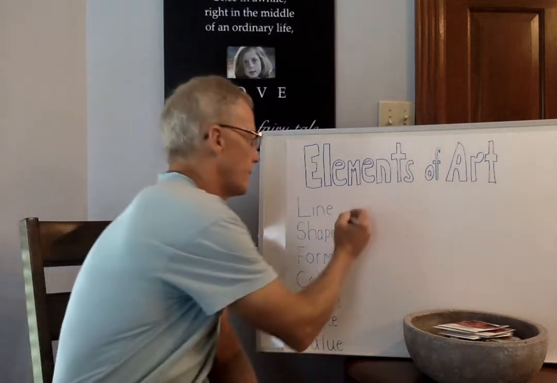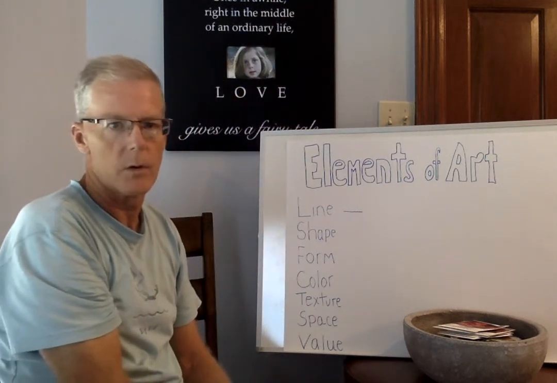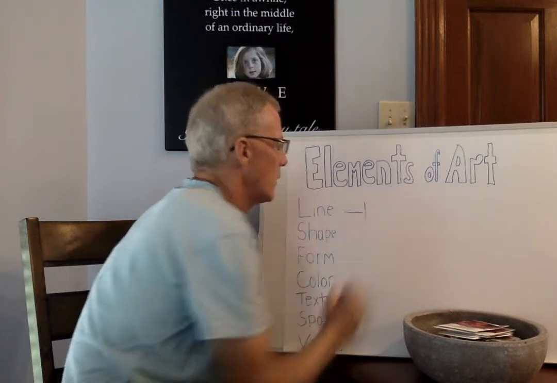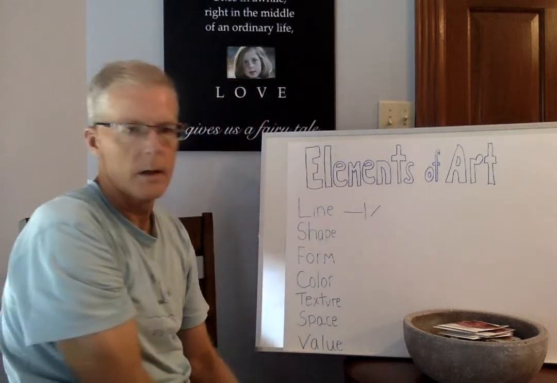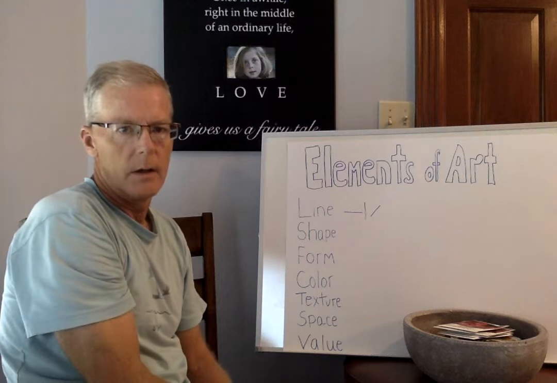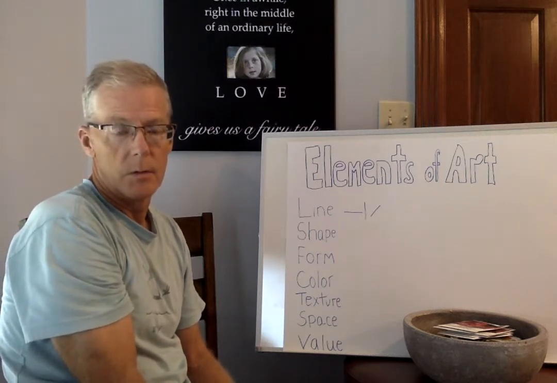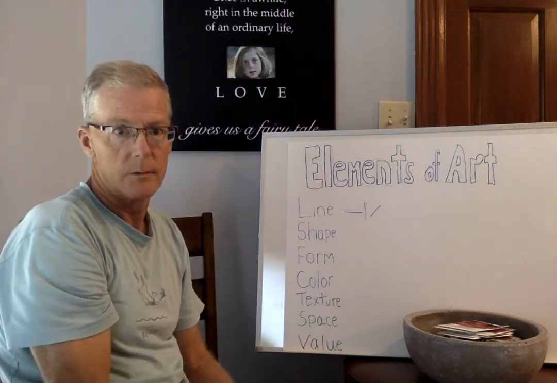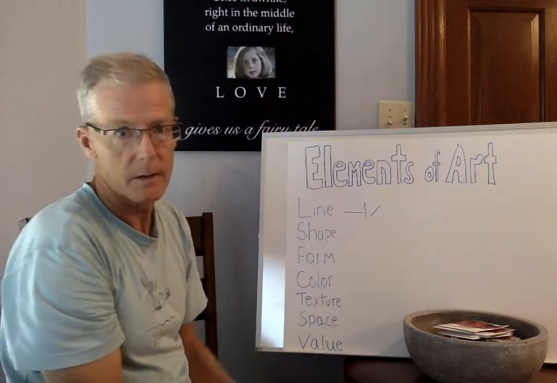How about this one? That one's horizontal, vertical, and diagonal. Those are our direction lines. And there's a lot of ways you can draw those, but there's really only one direction that they go: horizontally, vertically, or diagonally.